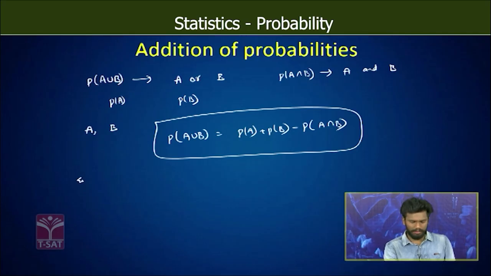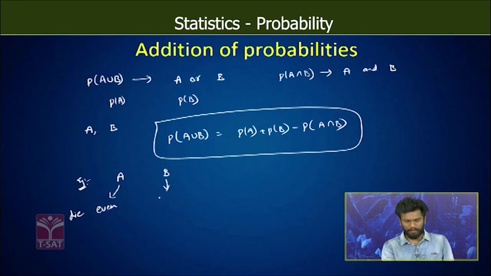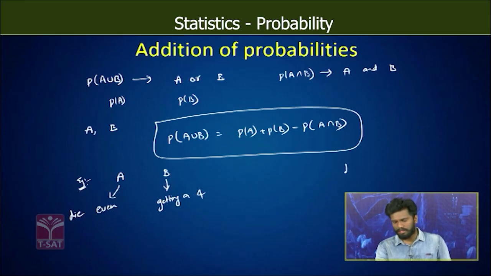Now let us see a small example here. My event A will be getting an even number when a die is thrown. My event B will be getting a number 4. Now what is the probability of my event A, getting an even number when a die is rolled? It is 3/6, which is 1/3. Similarly, the probability of B, getting a number 4, is nothing but 1/6.